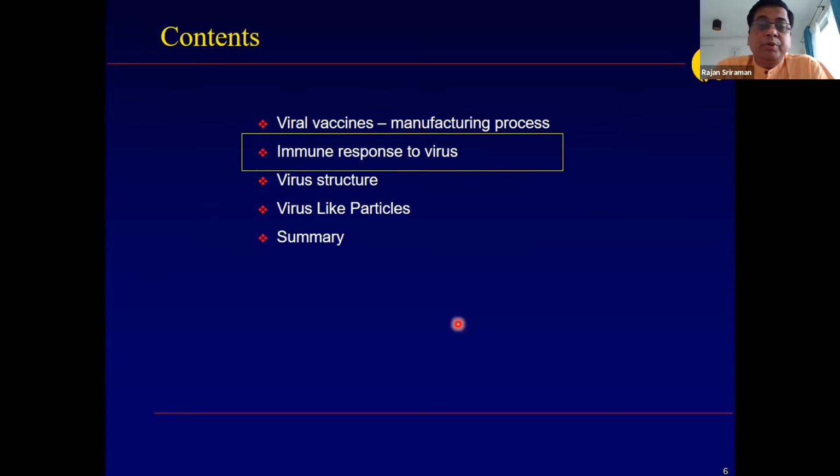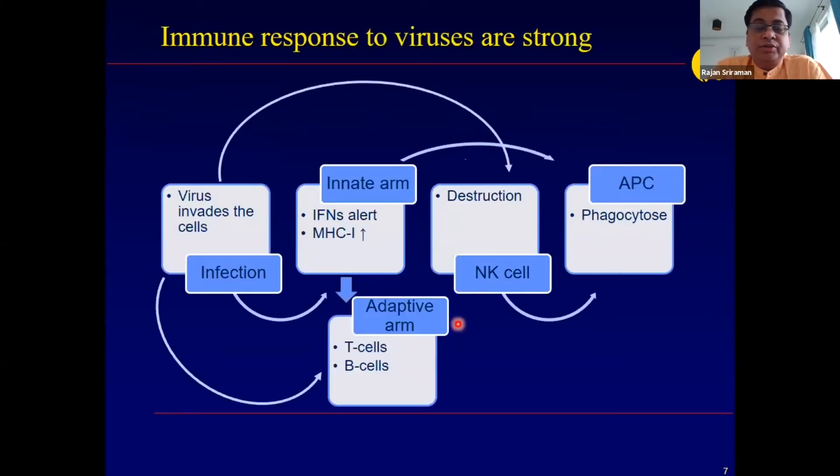The immune response to a virus is textbook knowledge: you have a virus which is invading the cell, and once the infection happens, you have cytokines which alert the system. The MHC1 expression for the intracellular antigen presentation is overexpressed, and simultaneously the innate arm would recruit natural killer cells and antigen presenting cells, which will be destroying the cell and phagocytosing that, then removing that.